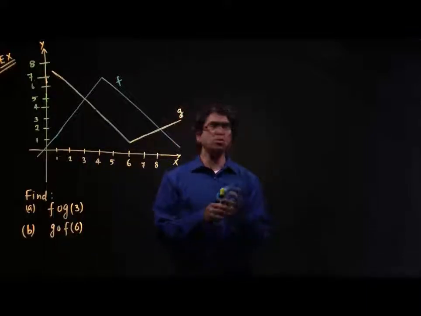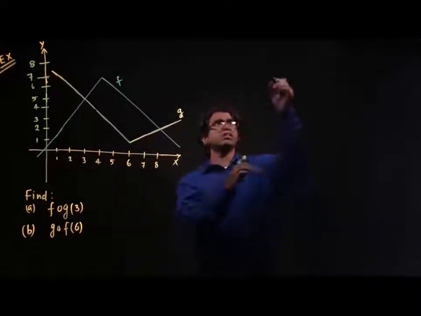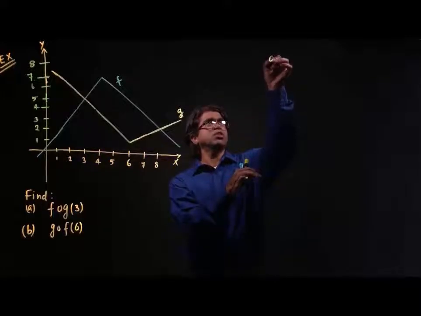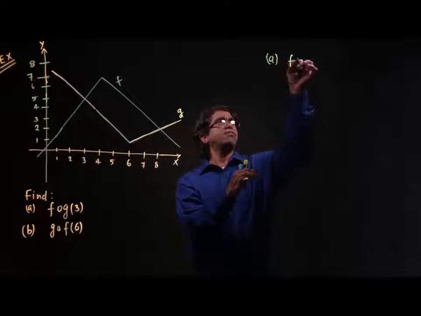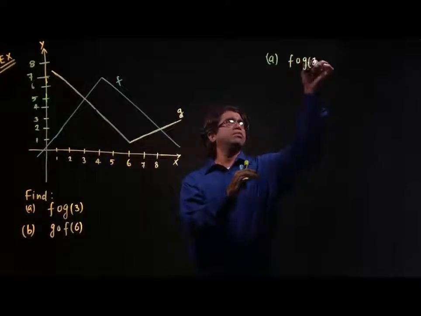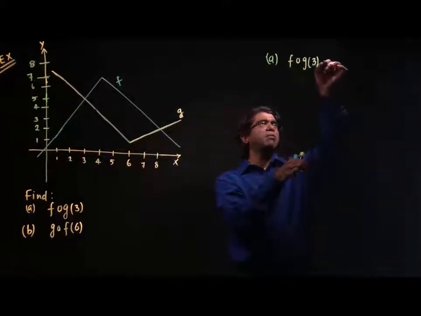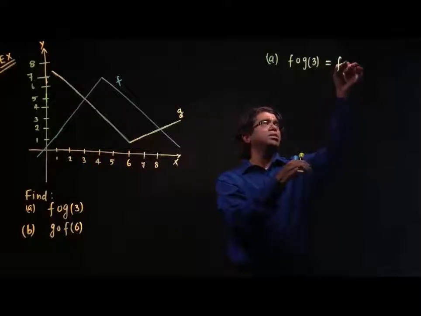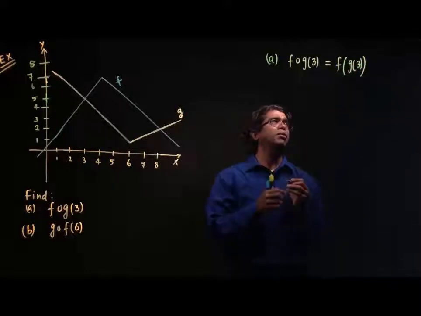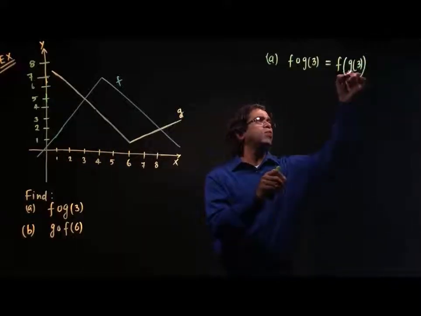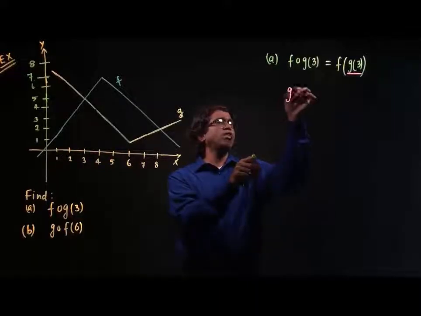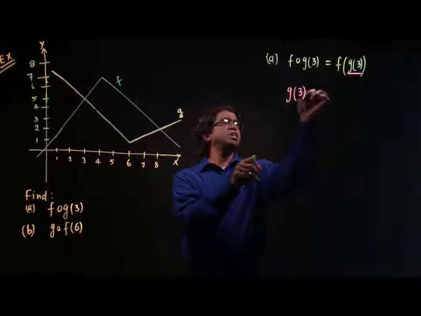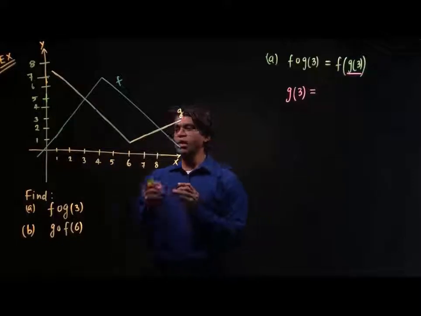So what I'm going to do is start with the first function. My part A is f of g of 3. If I simplify this, I will write f of g of 3, right? So first of all, I'm going to find g of 3. I want to find the value of g of 3. So let's look at the graph.